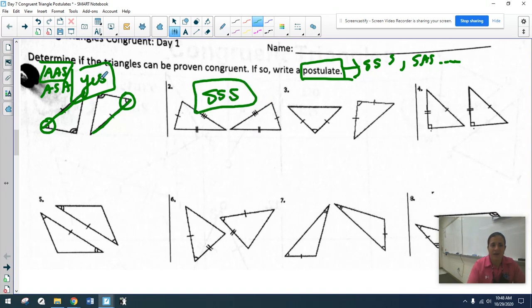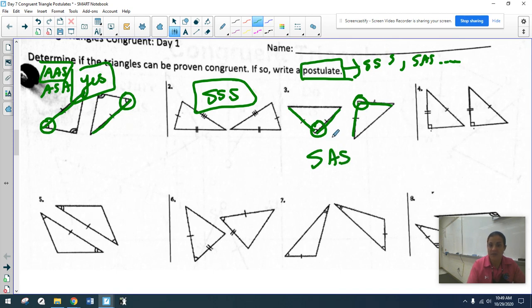Now, you don't have to write yes. If you write a postulate, I'm going to assume you mean yes. So it's basically either a postulate or a no for me. Okay, down here, I've got one set of sides. That's an S. Another set of sides, that's another S. And an angle, that's an A. So the only one with two sides and an angle is this one.